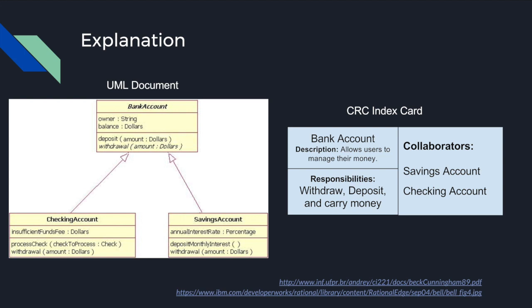The main difference between these two methods of describing objects is that a UML document is used to describe whole programs, while CRC index cards only contain data for that particular object. CRC index cards' primary purpose is to help teach programmers what object-oriented programming is, while a UML document is actually used in the industry to develop real software.